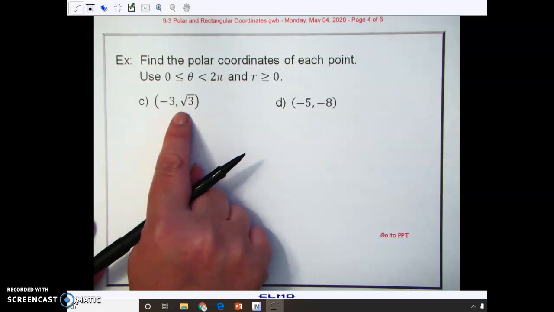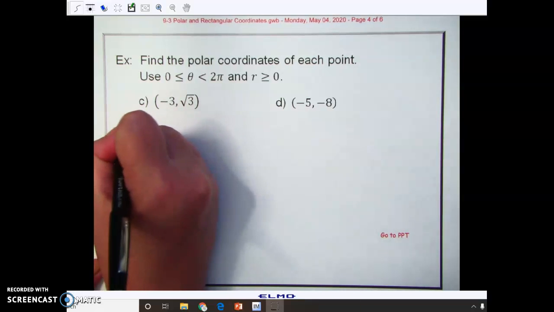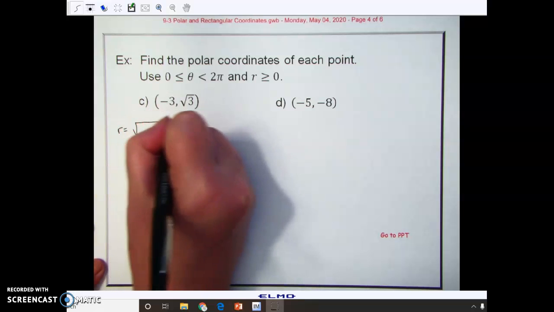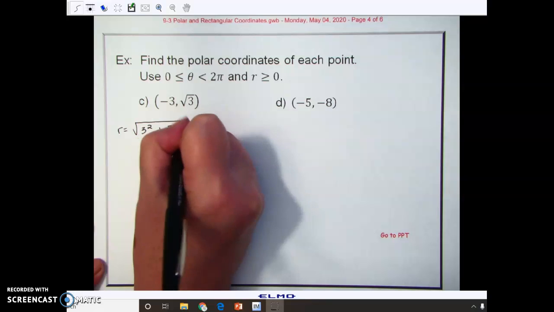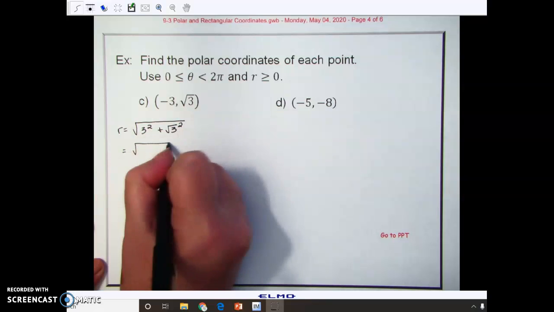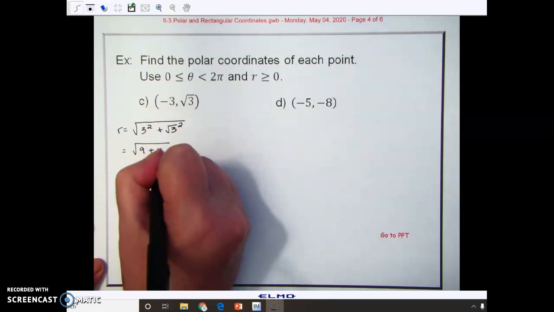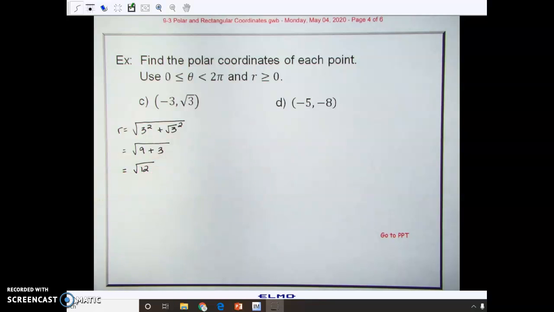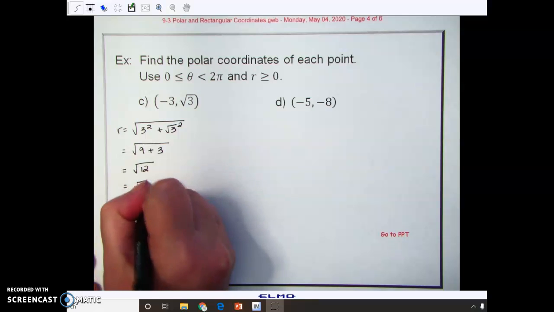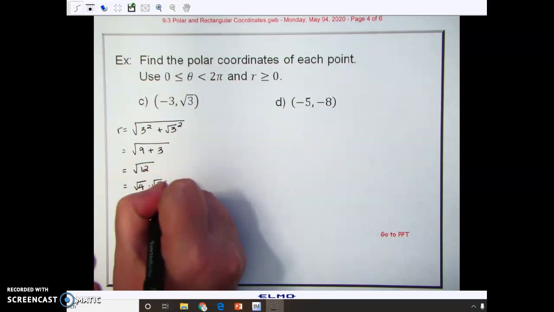So if we take a look at C, we've got R is going to be the square root of 3 squared plus root 3 squared. So 3 squared is 9, and root 3 squared is 3. So we have the square root of 12. And so that gives me the square root of 4 times the square root of 3, which is going to be 2 root 3.